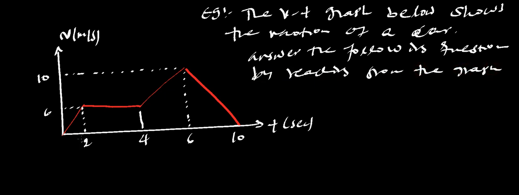As you can see from the graph, when time is 2 seconds, the velocity is 6 meters per second. For 4 seconds, it is still 6. For 6 seconds, the velocity is 10, and finally when time is 0, the velocity is also 0. So let me write the questions.